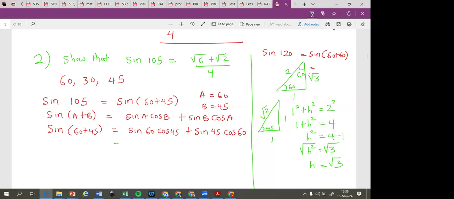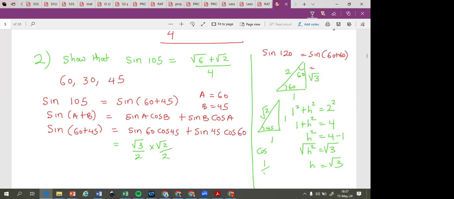So members, what shall we put for sine of 60? I want you to look at your triangles. Sine of 60, what shall we have? Root of 3 over 2. Root of 3 over 2. Good. Times cos of 45, which is root 2 over 2. Root of 1.